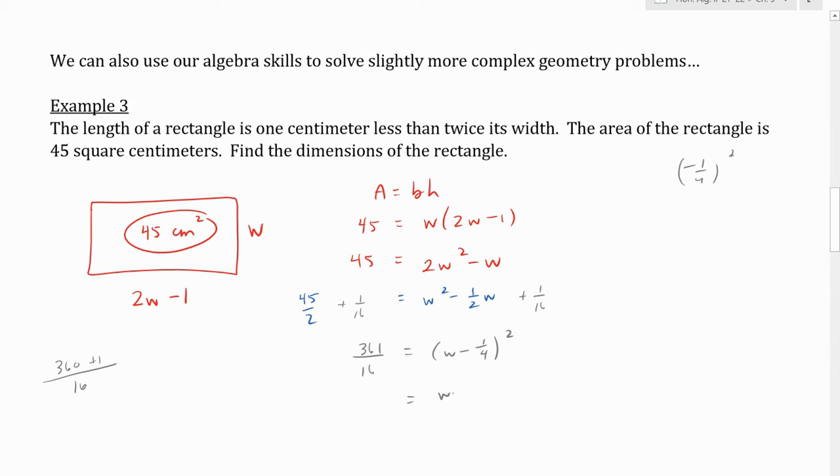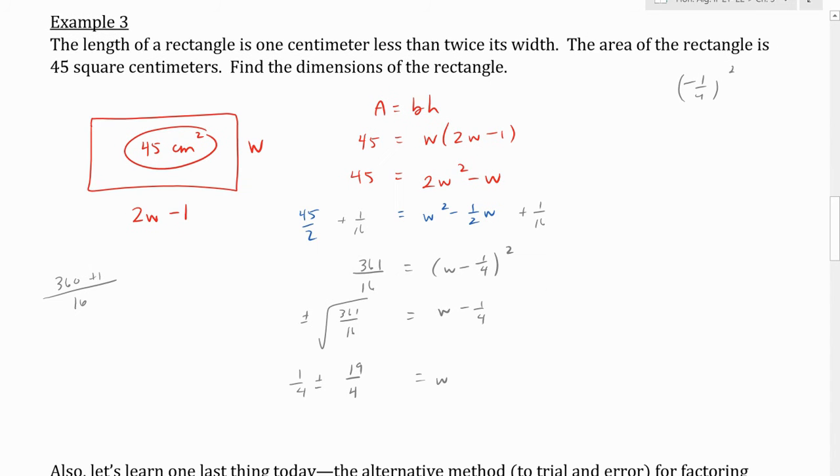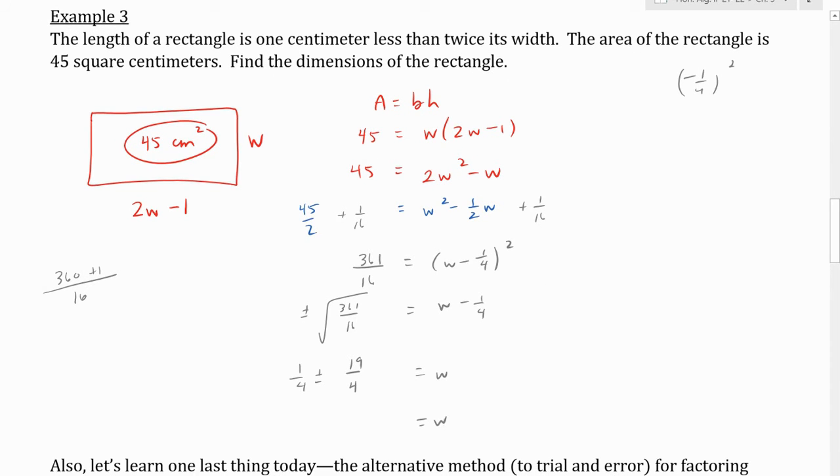So what do I square to get that? Either positive or negative, the square root of 361 over 16. Add the fourth to both sides. Square root of 361 is 19. The square root of 16 is 4. So I get two different things that W can be. 1 plus 19 is 20, those both over 4. 1 minus 19 is negative 18. So the width is either 5 or negative 9 halves.